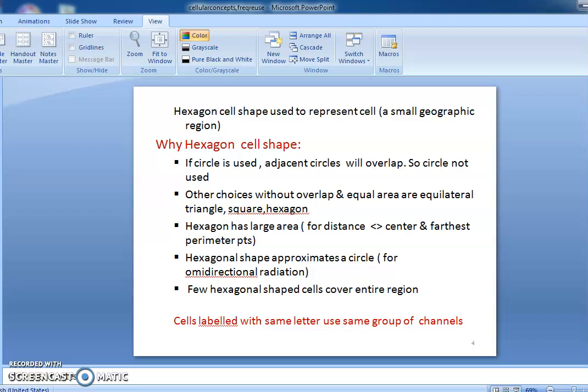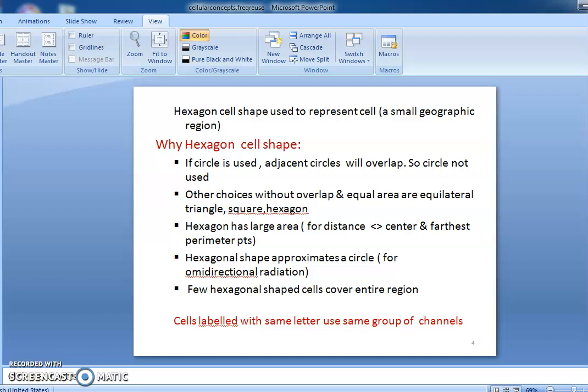Another thing is it approximates a circle. Mostly an omnidirectional radiation pattern is preferred. In a circle, an omnidirectional pattern is possible. Since the hexagon is somewhat similar to a circle, here too an omnidirectional radiation pattern is possible. An important advantage is that when I am using hexagonal shaped cells, I will require only a few hexagons to cover the entire region. This is yet another advantage of using hexagonal cells.